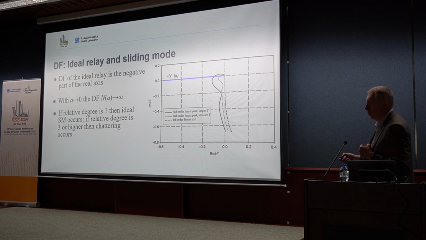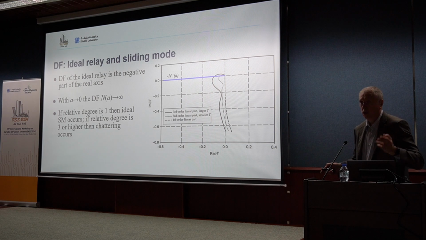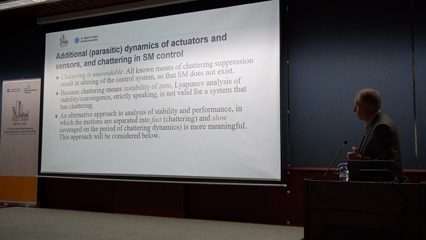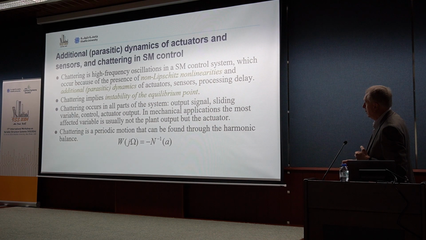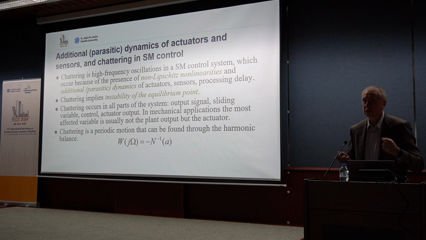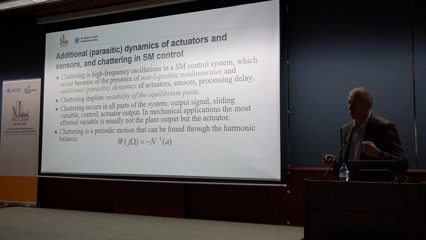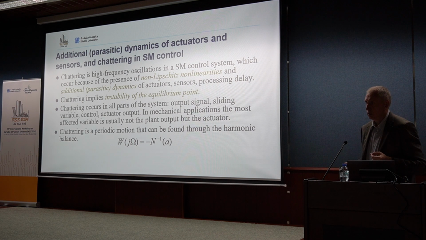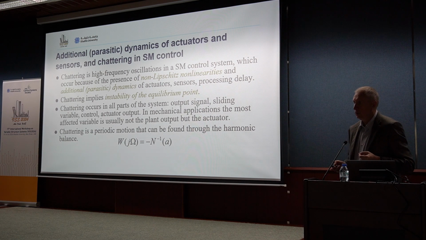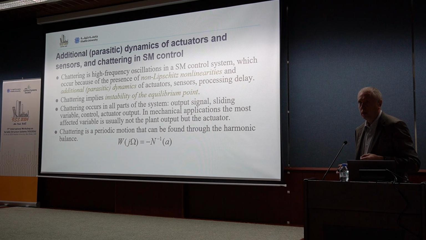If we had a Lipschitz nonlinearity, the initial point might be somewhere here, corresponding to zero amplitude, and then it would increase. For non-Lipschitz nonlinearities, it starts from this point. So we cannot avoid having a point of intersection here, and we cannot avoid having chattering. Chattering also implies instability of the equilibrium point. So if we say that we have chattering in the system, we imply that the equilibrium point is unstable.